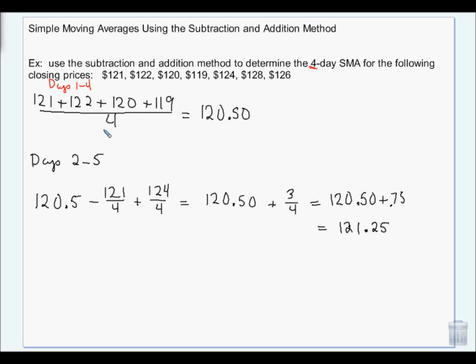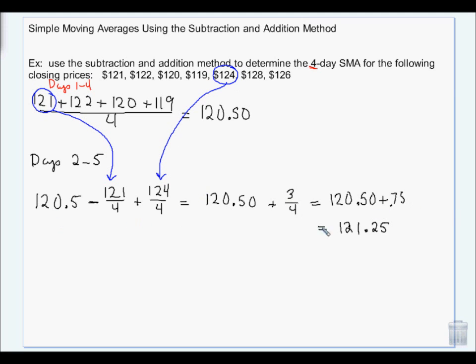Wait, is that supposed to be an addition sign at the beginning? Here? Yeah. No, it's a subtraction because I'm taking away this one. So I took this one away. That's what this came from. And then I added day 5.